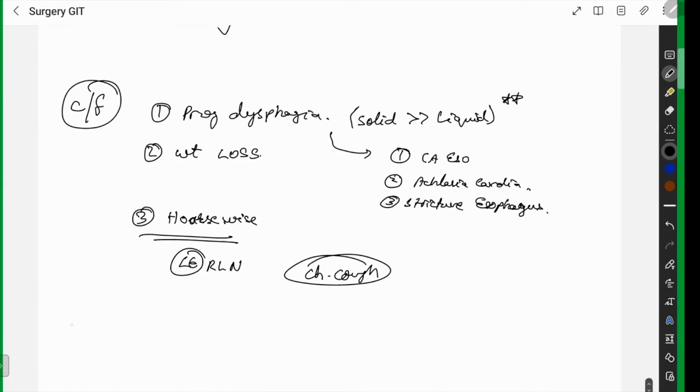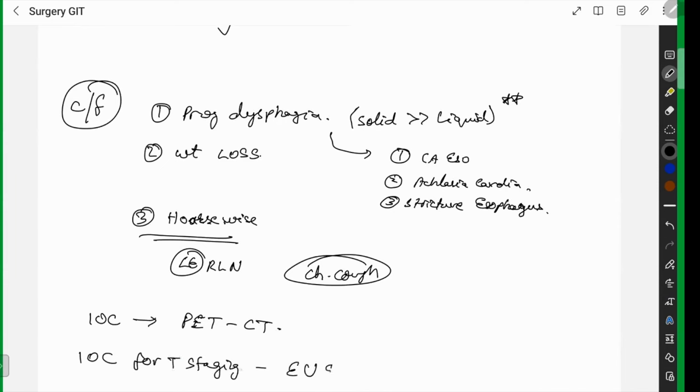Now, what is the investigation of choice? PET CT. You go for PET CT. That is the investigation of choice. If you ask me the investigation of choice for T staging, it is going to be endoscopic ultrasound. Endoscopic ultrasound is the investigation of choice for T staging. Okay, any doubts till now?